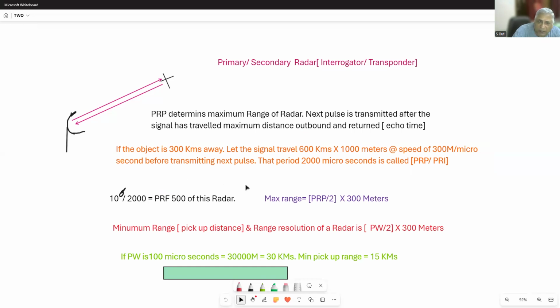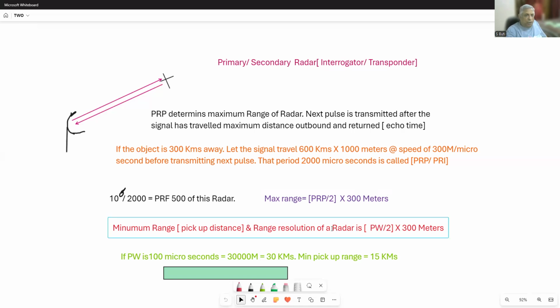If the question is what is the maximum range of this radar, find out the PRP. Divided by 2 is the one-way travel time, multiplied by 300 meters will be your answer in meters. Divide by 1000 to get kilometers, and further, if the answer is in nautical miles, convert it. You know it.